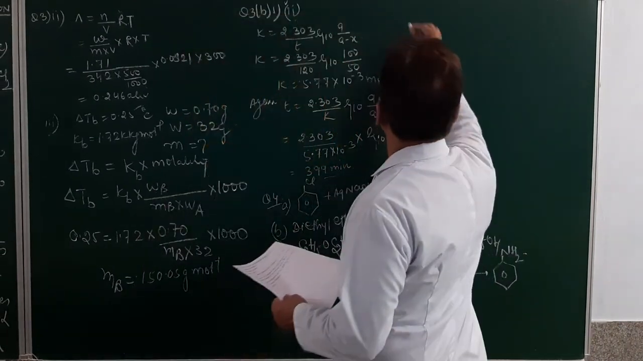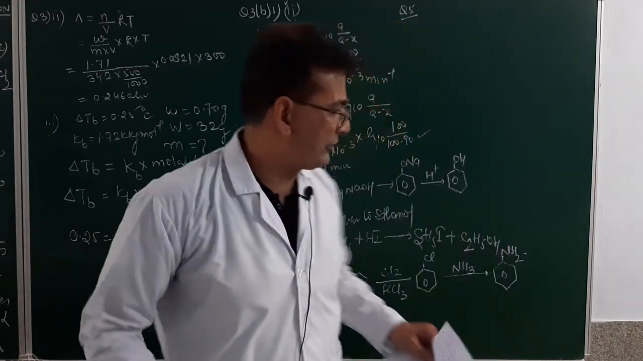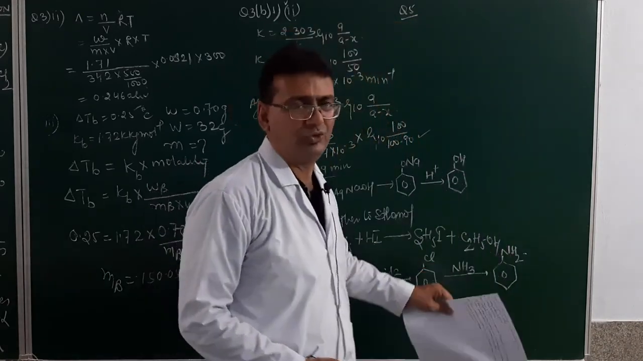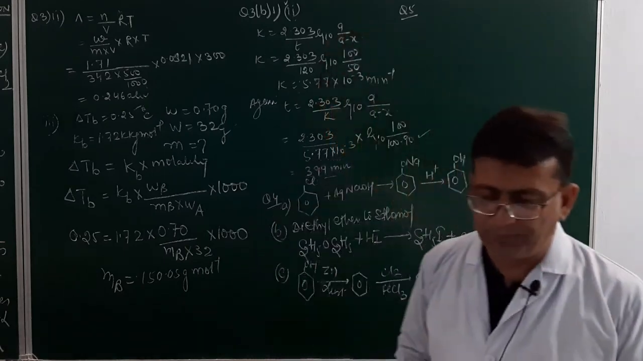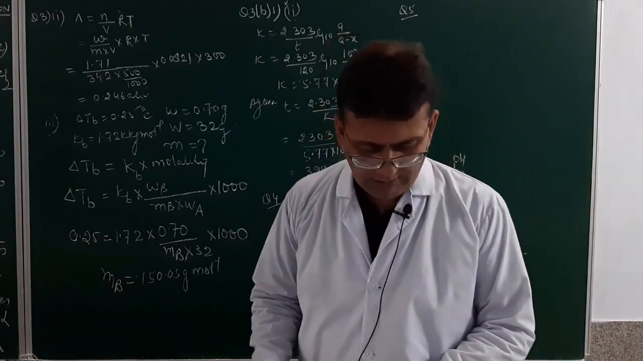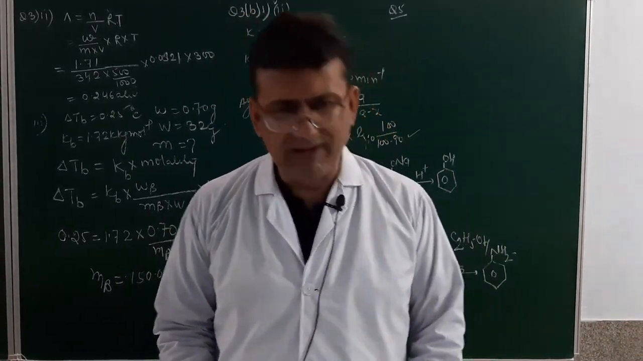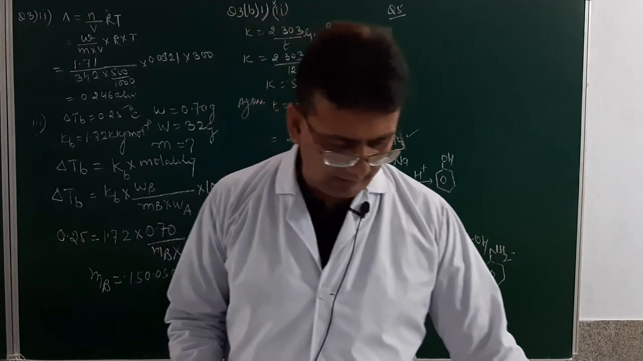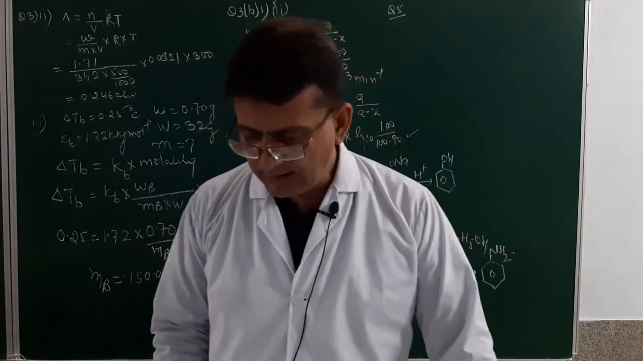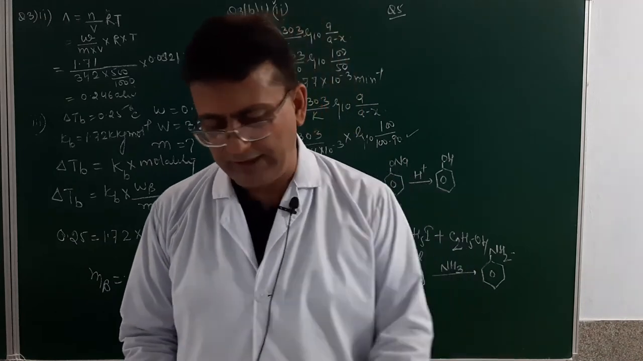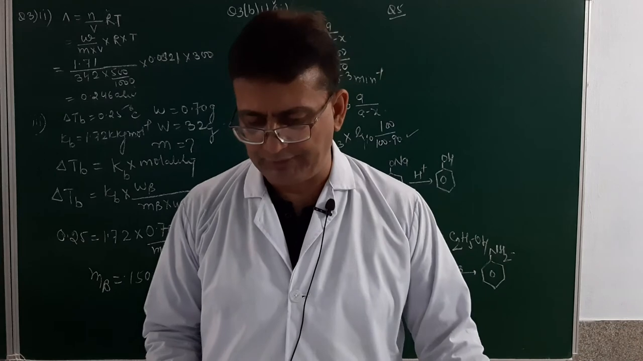Question number 5. You may also carry out the reaction with sodamide, NaNH2. How is iodoform prepared from ethanol? Give balanced equation. I think we have done this. Ethyl alcohol plus iodine plus sodium hydroxide will result in the formation of iodoform. This question we have done many times with you, so I don't think we need to repeat it.